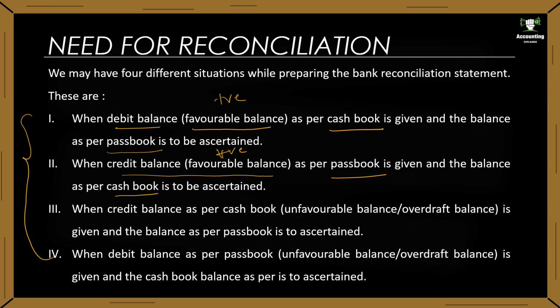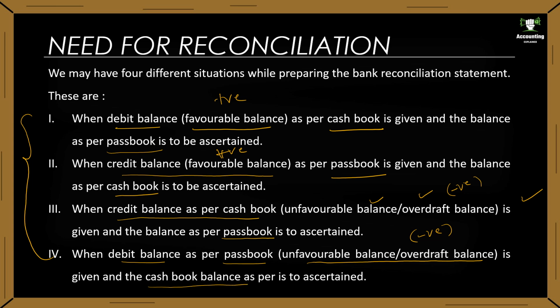Next scenario is when the credit balance as per cash book, that is an unfavorable balance or overdraft balance or negative balance, is given, then you have to find out the passbook balance. Next scenario is when the debit balance as per passbook, that is an unfavorable balance or overdraft balance or negative balance as per passbook, is given, and you have to find out the cash book balance. So these are all the different situations under which you have to prepare the BRS.